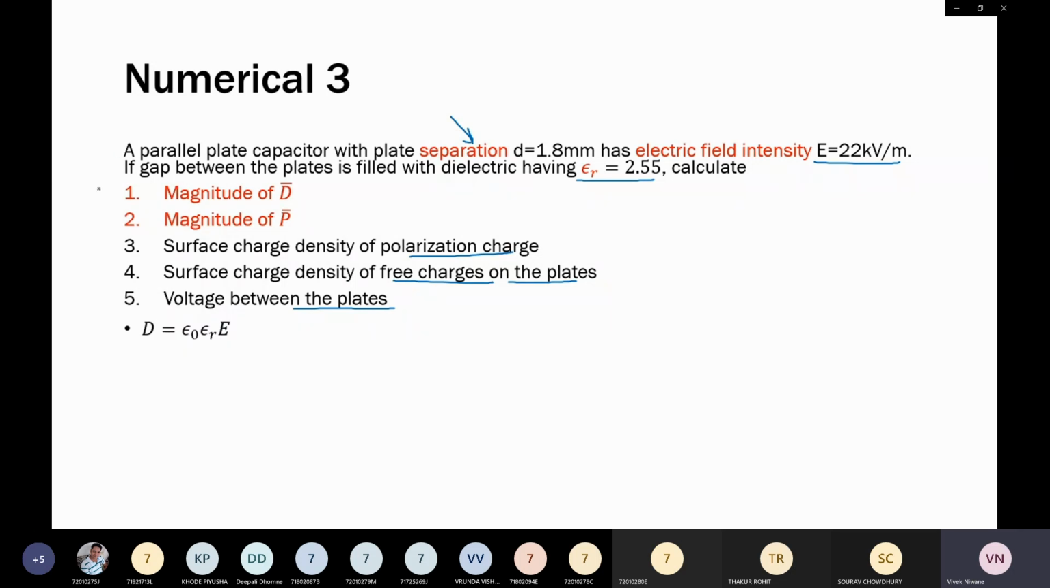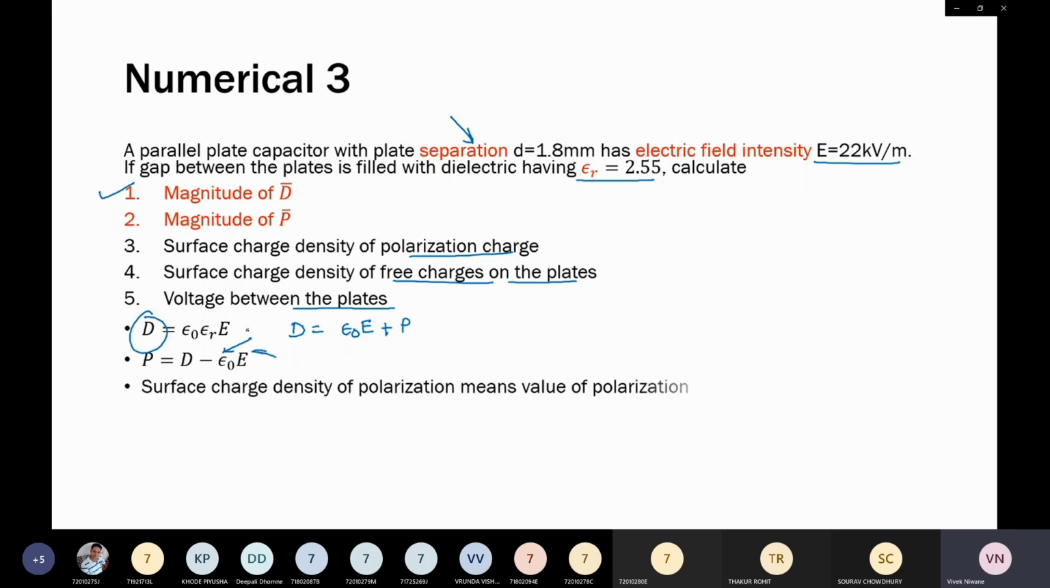So first, D is equal to epsilon 0 epsilon r E. Epsilon r is given, epsilon 0 is known, E is also known. We will get a straightforward answer. Then P is equal to D minus epsilon 0 E. Where did this come from? If you remember, we talked about electric flux density increasing. Previously it was this much, and due to the creation of polarization, electric flux density increases. So rewriting the formula, D minus epsilon 0 E. You have D, you have epsilon 0, you have E, so you can calculate your polarization, the magnitude of polarization.